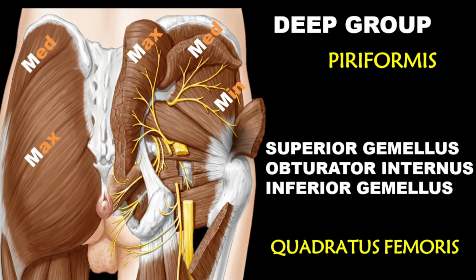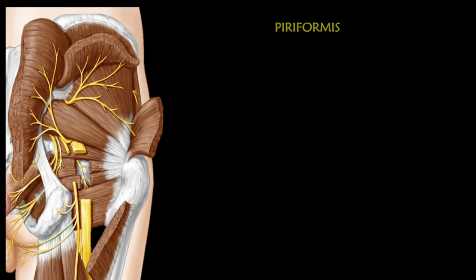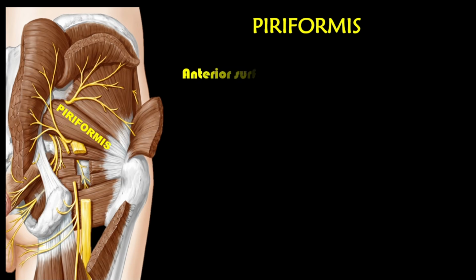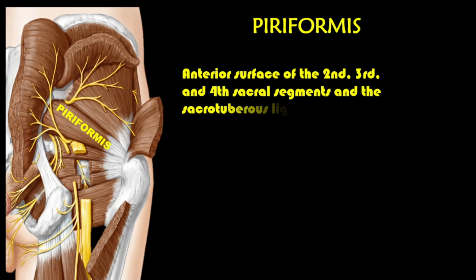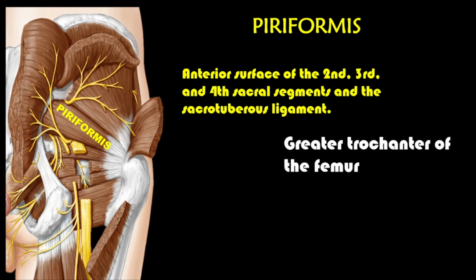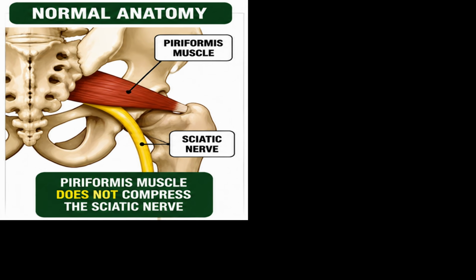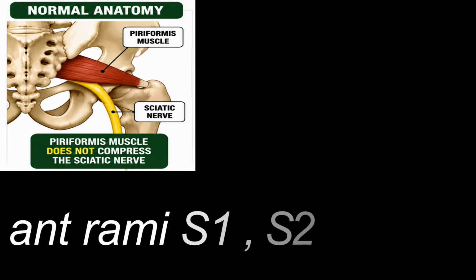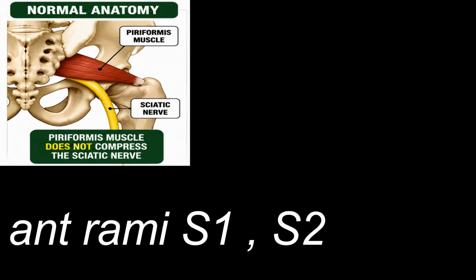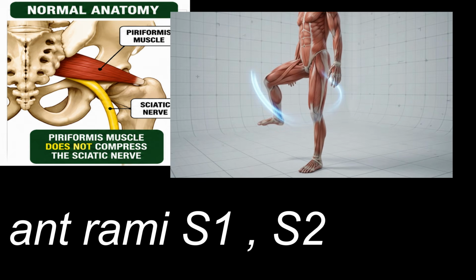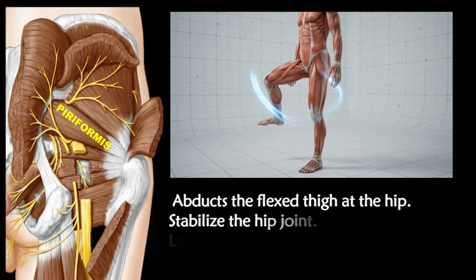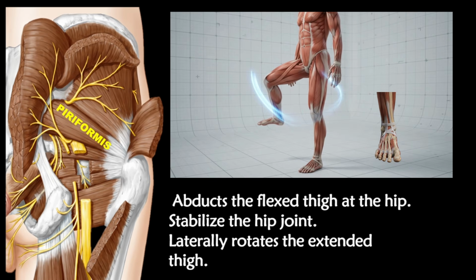The piriformis is a pyramid-shaped muscle. It arises within the pelvis from the anterior surface of the second, third, and fourth sacral segments and the sacrotuberous ligament. It passes through the greater sciatic foramen to insert on the greater trochanter of the femur. During anatomy dissection, it usually lies immediately above the sciatic nerve, although the nerve may pass through it in rare cases. Innervation is via the ventral rami of the first and second sacral nerves. The piriformis abducts the flexed thigh at the hip and helps stabilize the hip joint. It also laterally rotates the extended thigh.